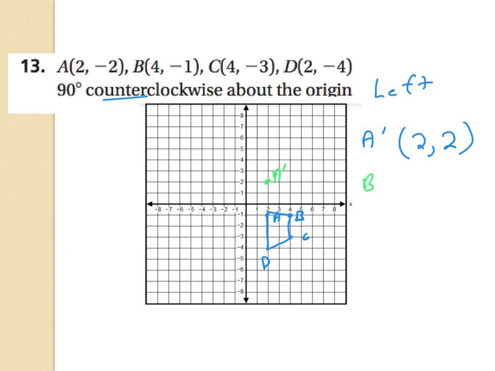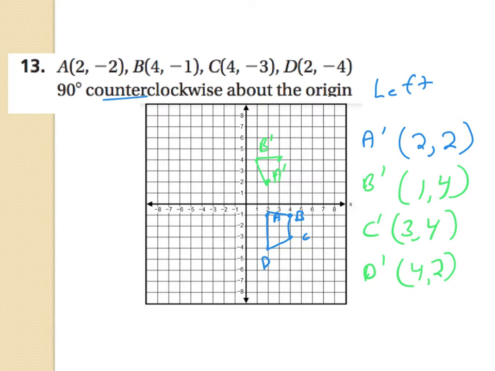Okay, then my primes. So when I go to B prime, I'm going to switch the order. B is going to go to the first quadrant, so 1, 4. There's B prime. C, I'm going to switch the order. It's going to the first quadrant, so 3, 4. And then D prime, I'm going to switch the order, so 4, 2.